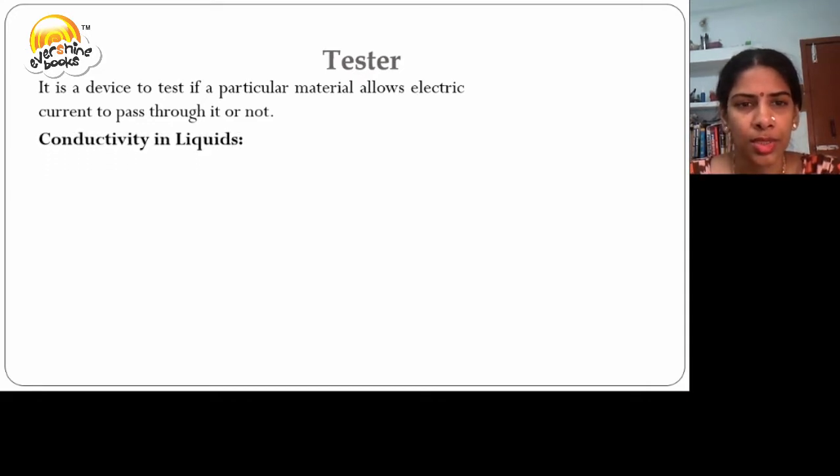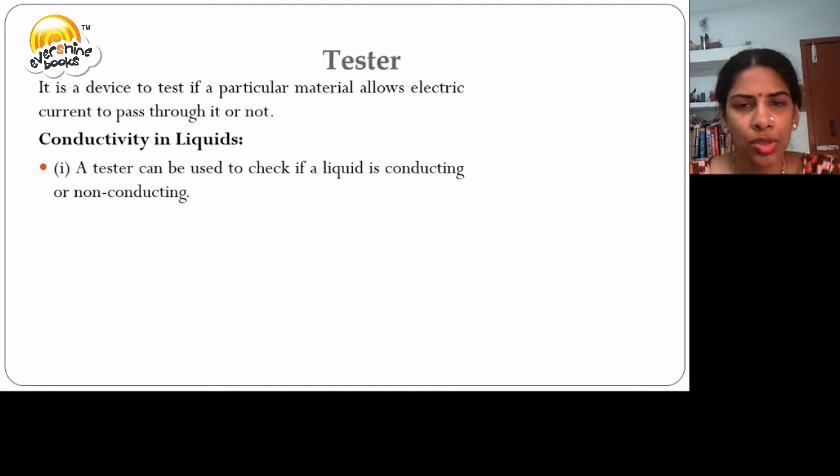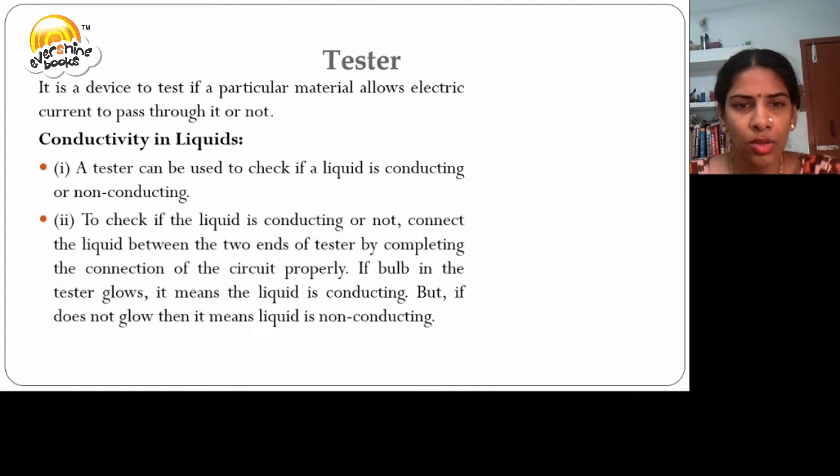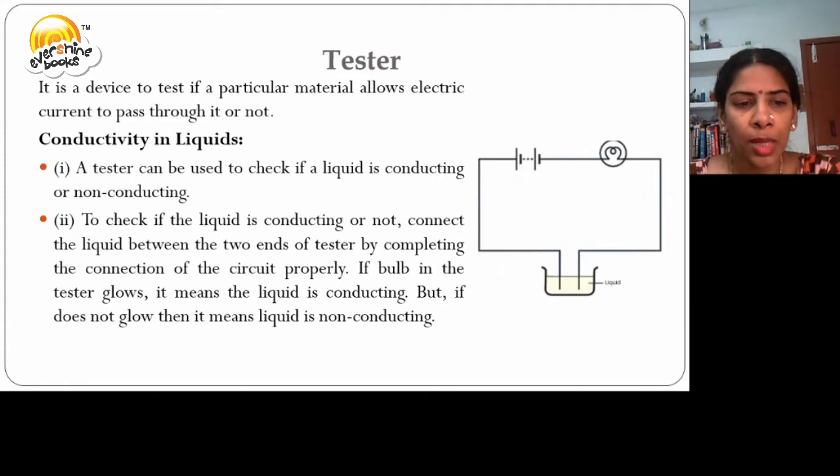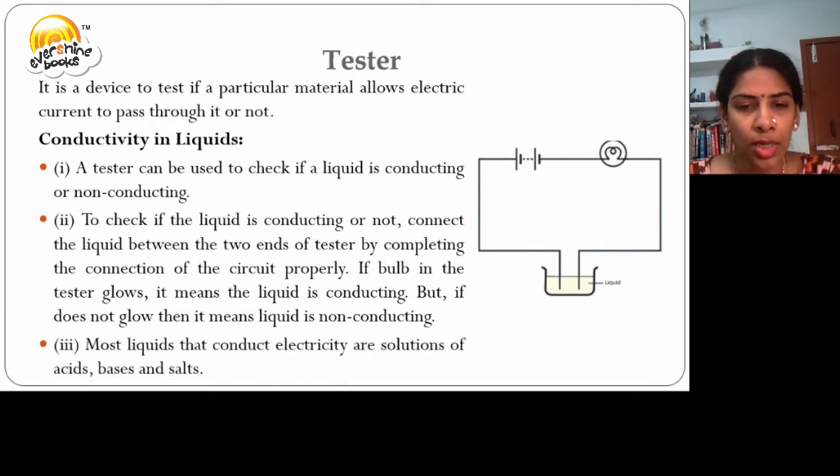Conductivity in liquids. A tester can be used to check if a liquid is conducting or non-conducting. To check if the liquid is conducting or not, connect the liquid between the two ends of the tester by completing the connection of the circuit properly. If the bulb in the tester glows, it means the liquid is conducting. But if it does not glow, then it means the liquid is non-conducting. Most of the liquids that conduct electricity are solutions of acids, bases, and salts.